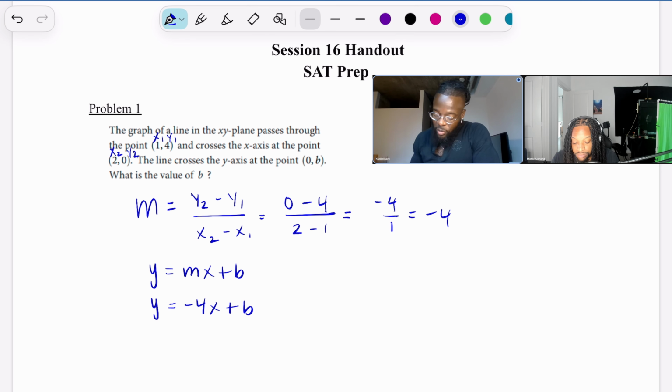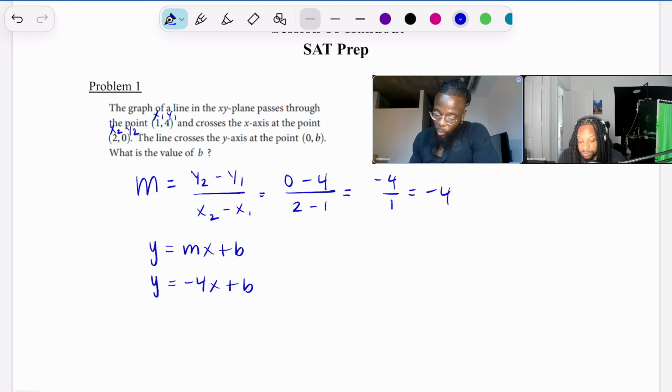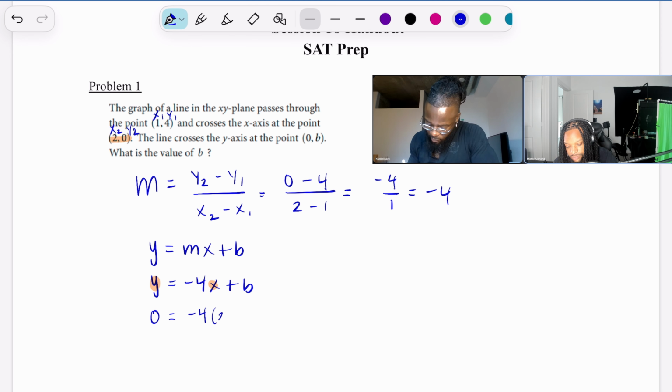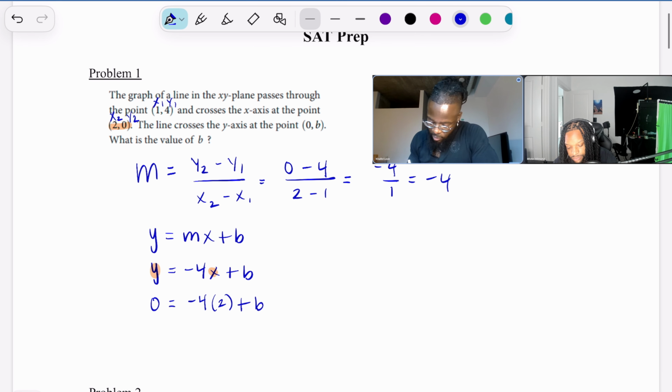Since we have 2 points, we can plug either point into the equation to solve for b. Which point are you picking? I'm picking the point (2, 0) because 0 is a nice number, to make it easy. I'll plug in 2 for x and 0 for y. So 0 equals negative 8 plus b. To isolate b, we add 8 to both sides, so b is 8, which is the question. So we're done.